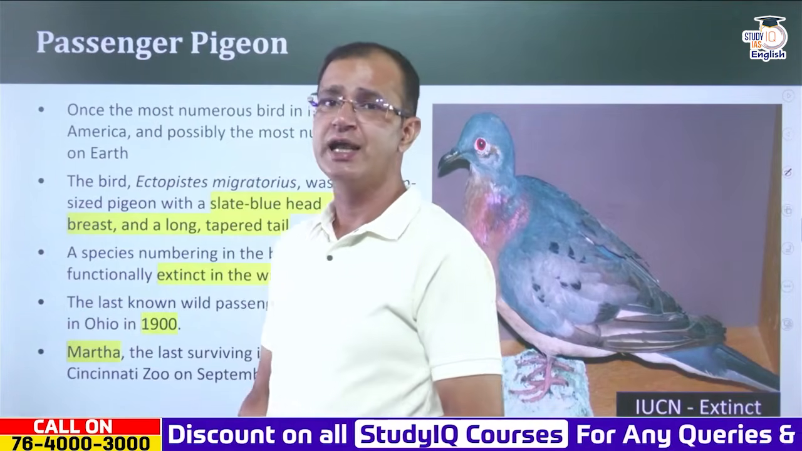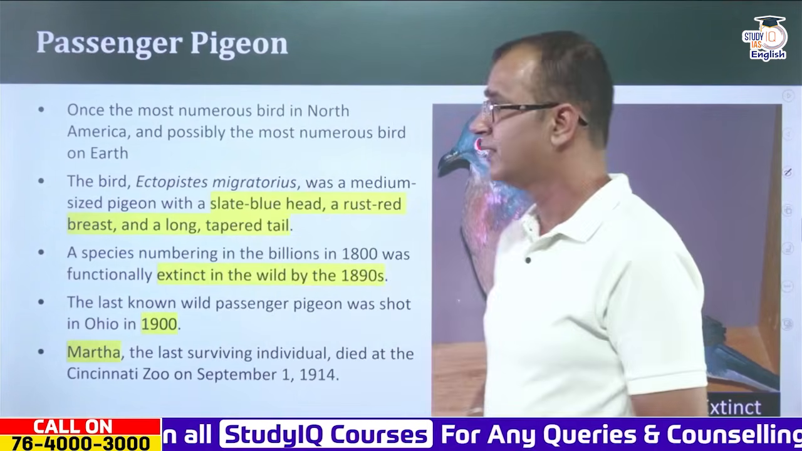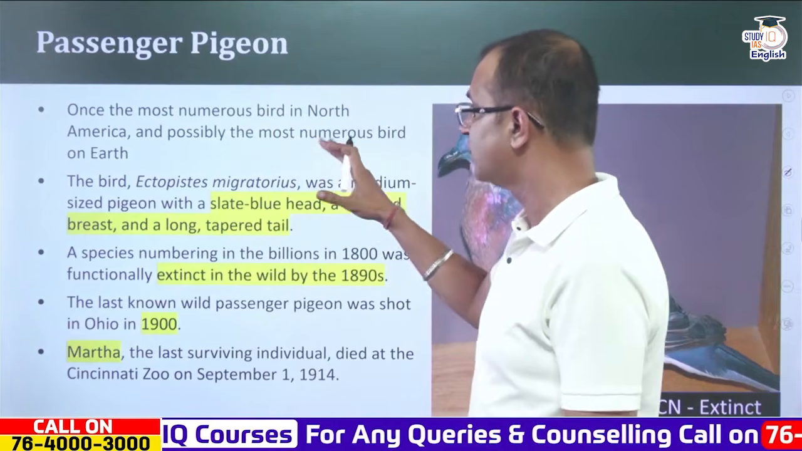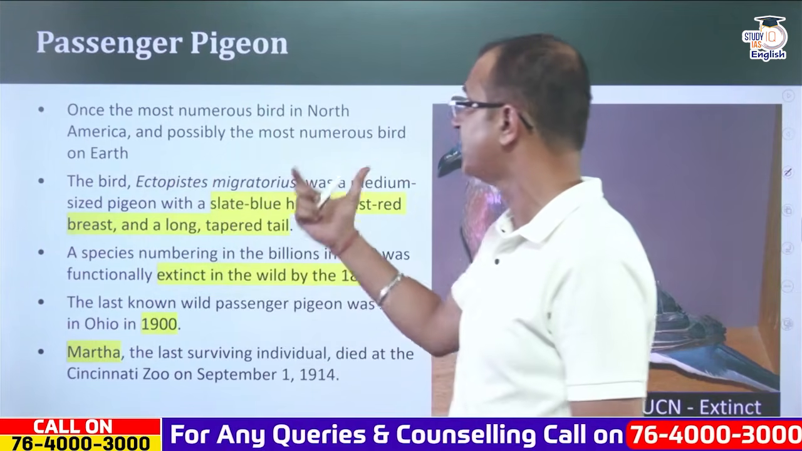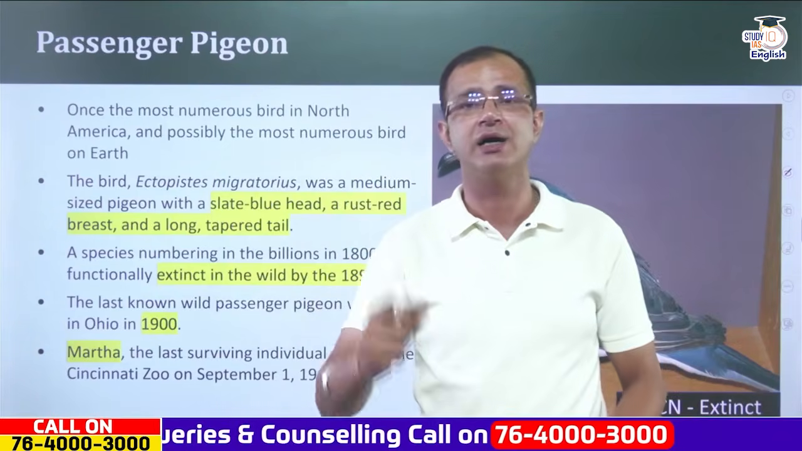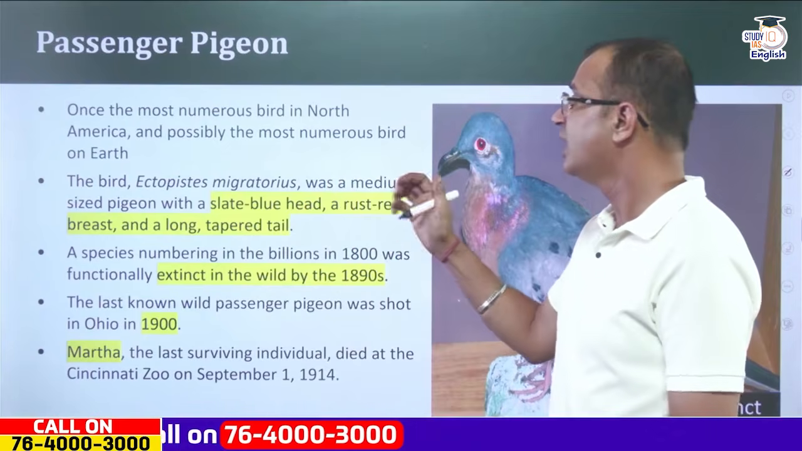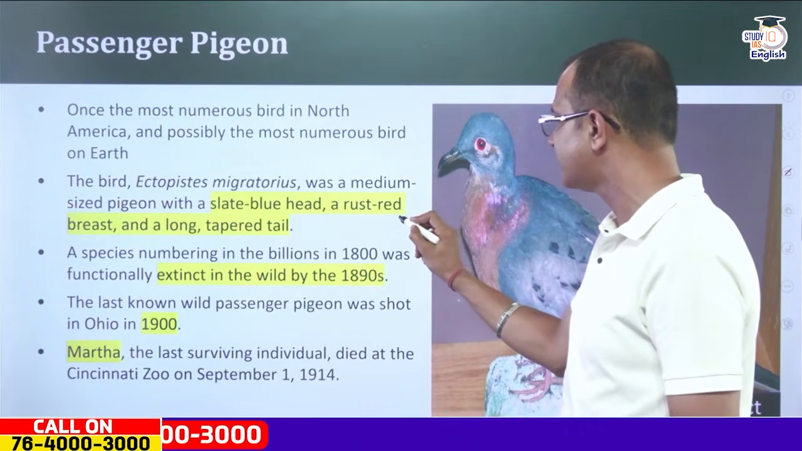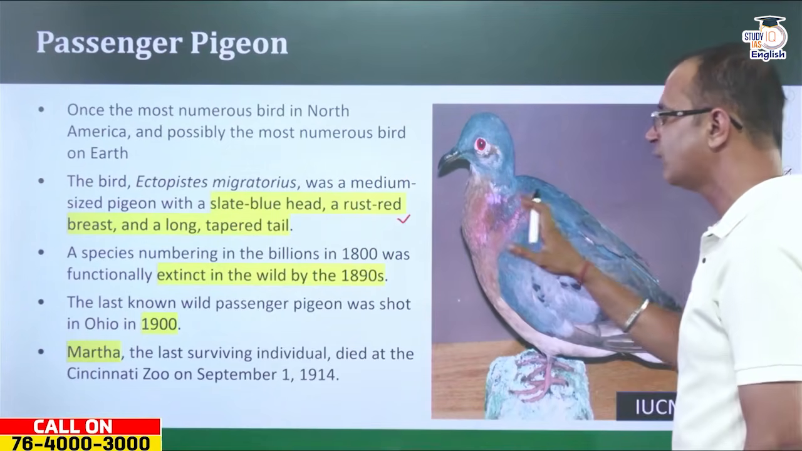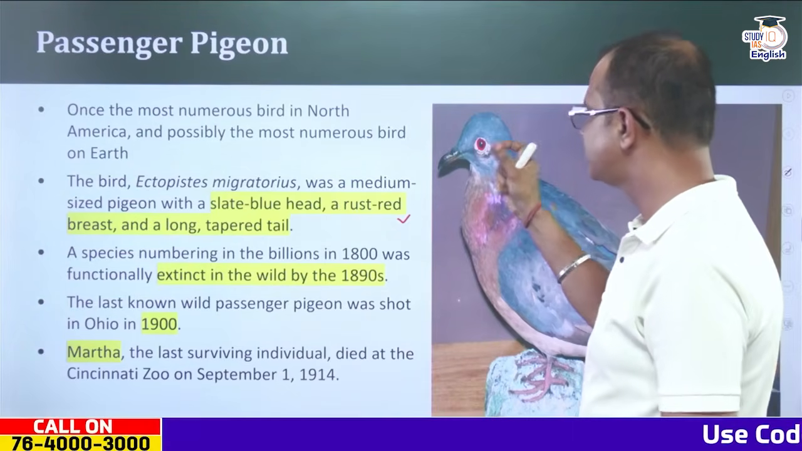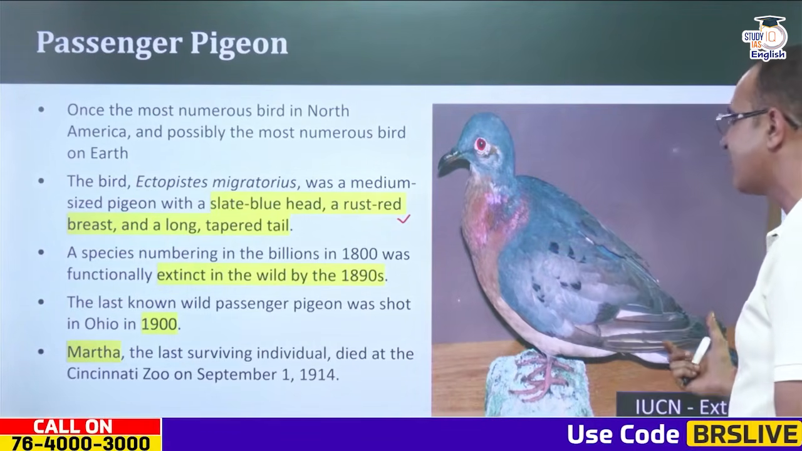The first species is the passenger pigeon. Basically, it was once the most numerous bird in North America and possibly the most numerous bird on the earth as well. The passenger pigeon was a medium-sized pigeon with a slate blue head, which you can see over here, a wine-red breast, as well as a long tapered tail.